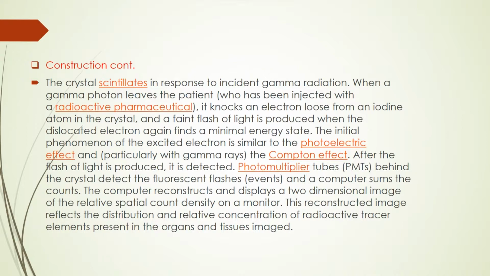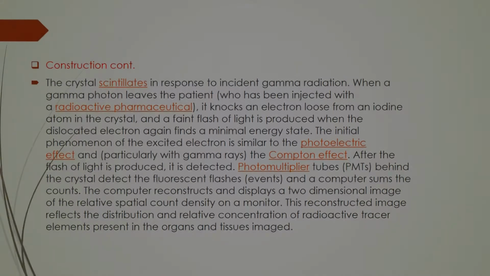After the flash of light is produced, it is detected. Photomultiplier tubes, abbreviated PMT, behind the crystal detect the fluorescent flash and the computer assumes the count. The computer reconstructs and displays a two-dimensional image of the relative spatial count density on a monitor. This reconstructed image reflects the distribution and relative concentration of radioactive tracer elements present in the organs and tissue imaged.